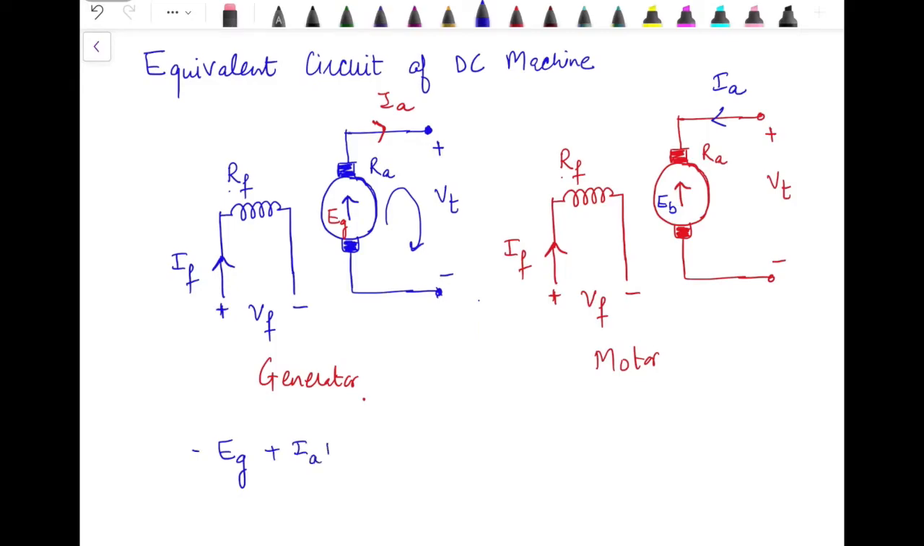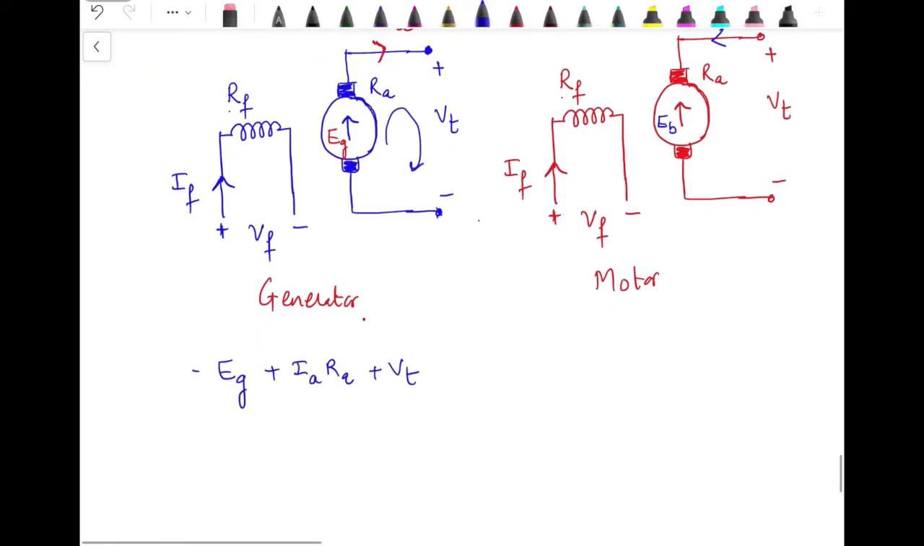That will be IARA plus VT equal to 0, or EG is equal to VT plus IARA in case of generator. This is known as the voltage balance equation.